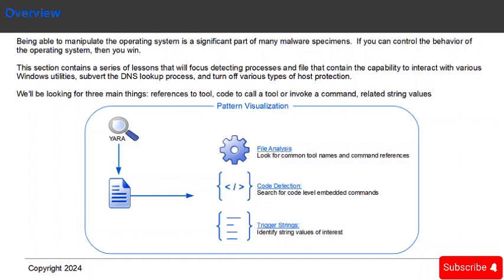So we're going to be looking for three main things. It's going to be references to tools, calls that relate to different API interactions and libraries in order to invoke a command, or different string values that would be an indicator of compromise or an indicator of threat. So we've got all three of them at play here, looking at files, looking at codes and commands, and also looking for various trigger strings. So let's go ahead and get started. This will be a deep dive into malware and threats that manipulate the operating system.